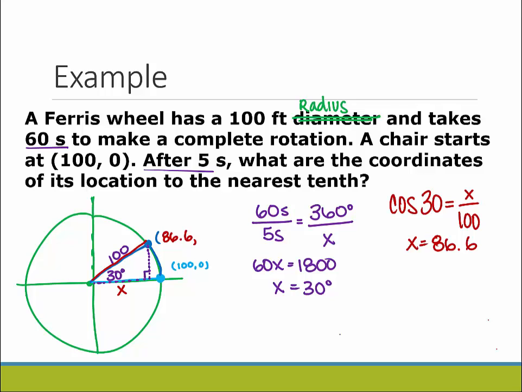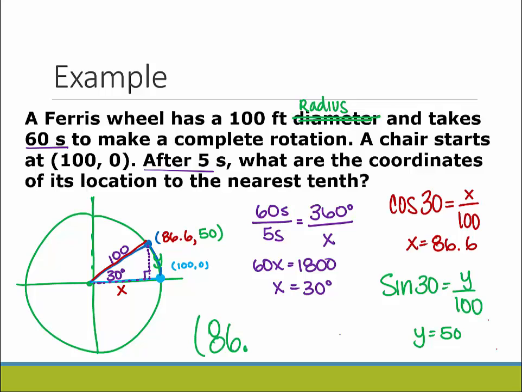And now let's figure out the Y value. So I'm going to use sine of our same angle of 30 as our opposite over hypotenuse. So throw that in our calculator, and we end up with 50. So now I know after 5 seconds the coordinates of my location are at 86.6, 50.